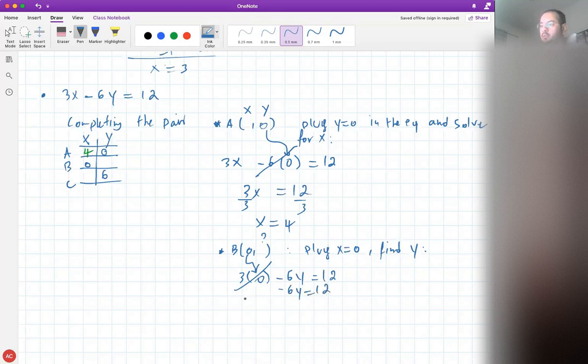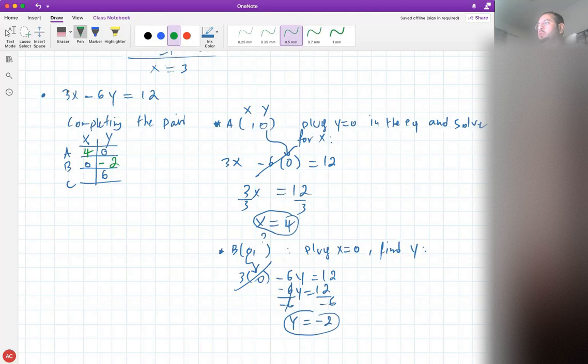What do we do now? That means what do we do on both sides? Divide by minus 6. That's right. So we're going to cancel the negative 6 by dividing by negative 6 on both sides. So y is negative 2. So that's the other missing number. When x is 0, y is negative 2. And this is now a complete pair.